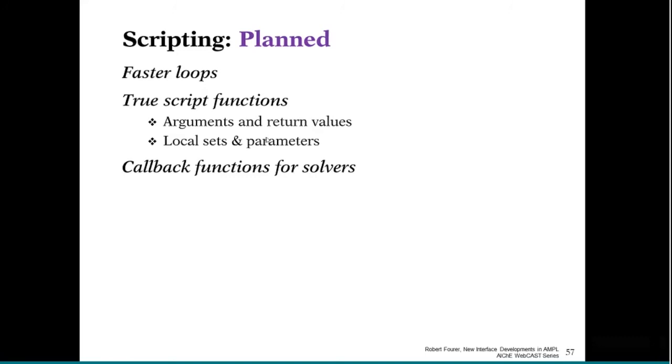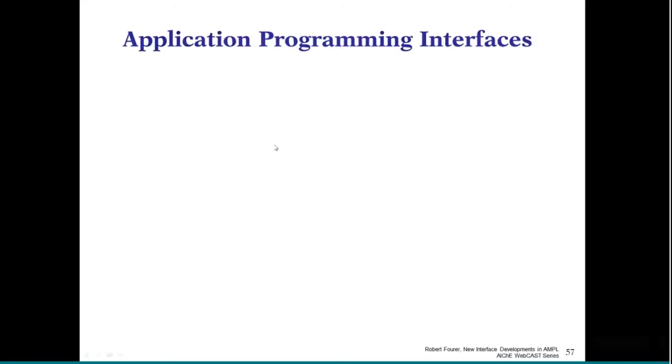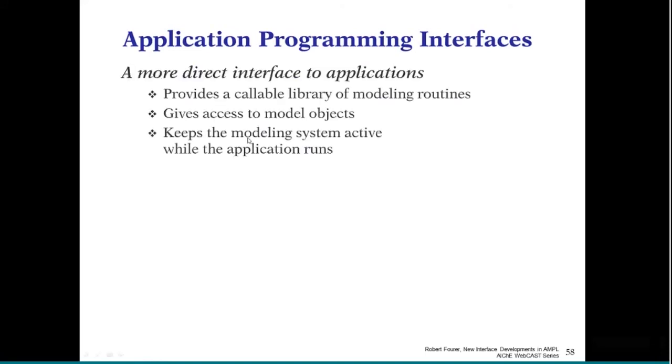And that's the thing that we're developing now, and will be available for people to try this year, which is a real application programming interface for AMPL, which we've found is non-trivial because AMPL is not so simple itself. And the idea is to provide a callable library of routines that invoke various things that happen in AMPL. They give you access to all the parameters and variables and so forth, and they keep the modeling system active so that you can ask AMPL from your program to do one thing at a time.